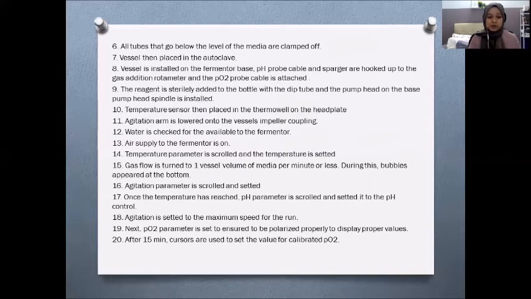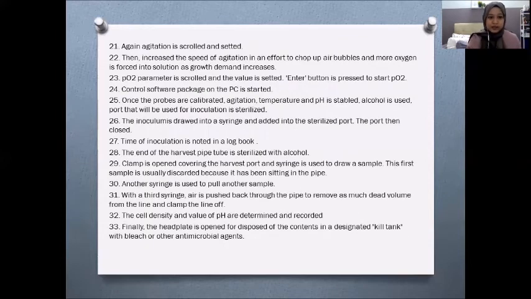Next, the O2 parameter is set to ensure it is polarized properly to display the proper value. Then after 15 minutes, the cursor is used to set the value to calibrate the PO2. Again, the agitation is scrolled and set, then the speed of agitation is increased, so more oxygen will be forced into the solution as growth demand increases. Then the PO2 parameter is scrolled and the value is set. The enter button is pressed to start the PO2.